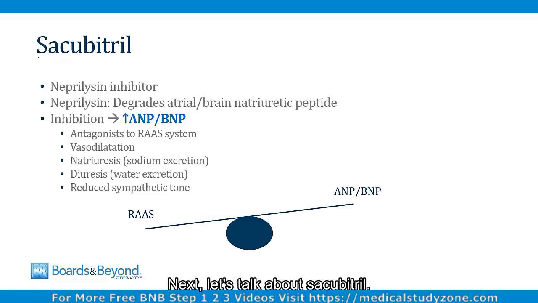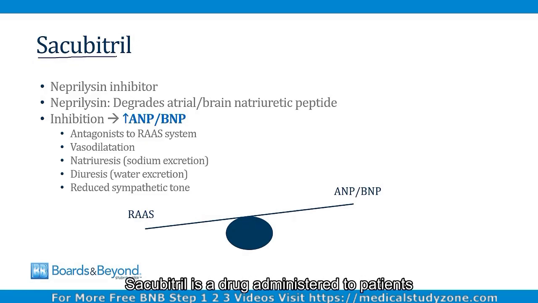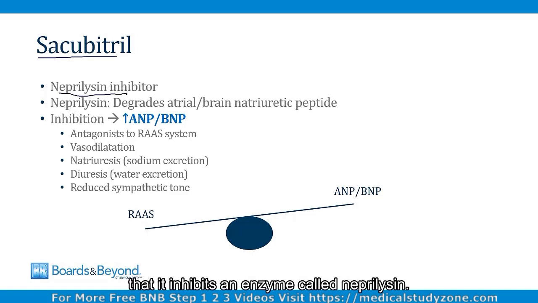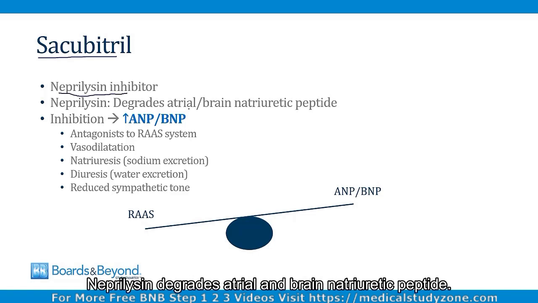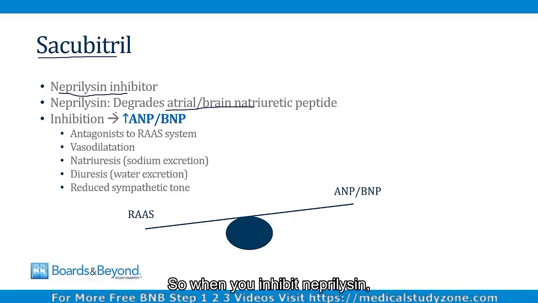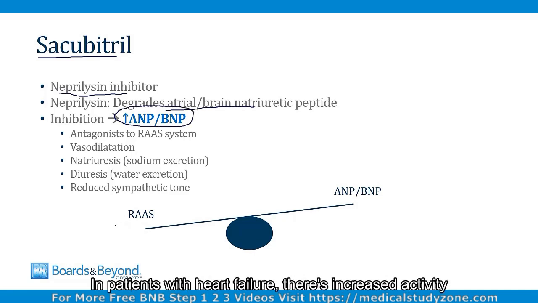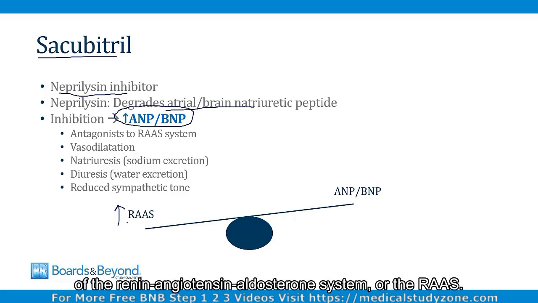Next, let's talk about sacubitril. Sacubitril is a drug administered to patients with systolic heart failure, and its mechanism of action is that it inhibits an enzyme called neprilysin. Neprilysin degrades atrial and brain natriuretic peptides, so when you inhibit neprilysin, you get higher levels of ANP and BNP. In patients with heart failure, there's increased activity of the renin-angiotensin-aldosterone system, or the RAS.